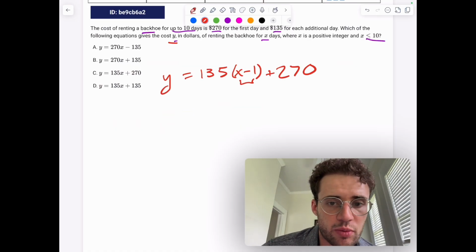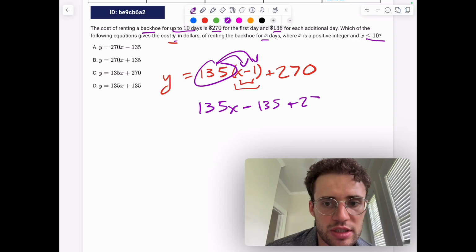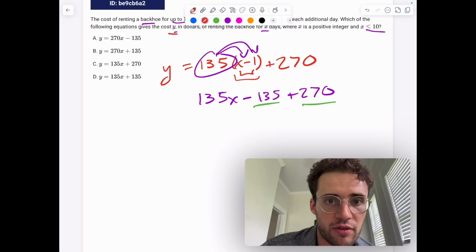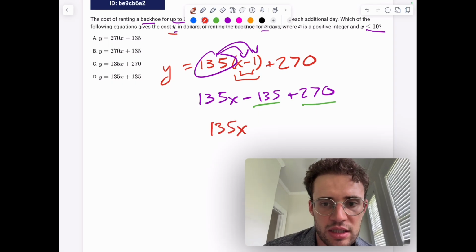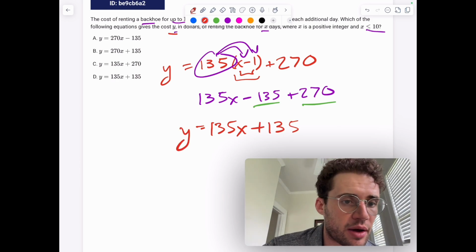They don't have any of these with parentheses, so we just have to use the distributive property, distribute this 135 to the x and to the negative 1, which gives us 135x minus 135 plus 270. And then combine our like terms, the 135 and the 270. Just think of that as 270 minus 135, which gives us 135x plus 135 is equal to y. So that would be D.